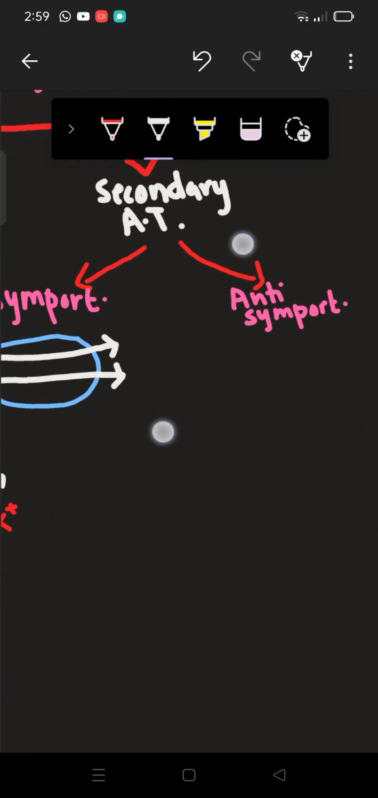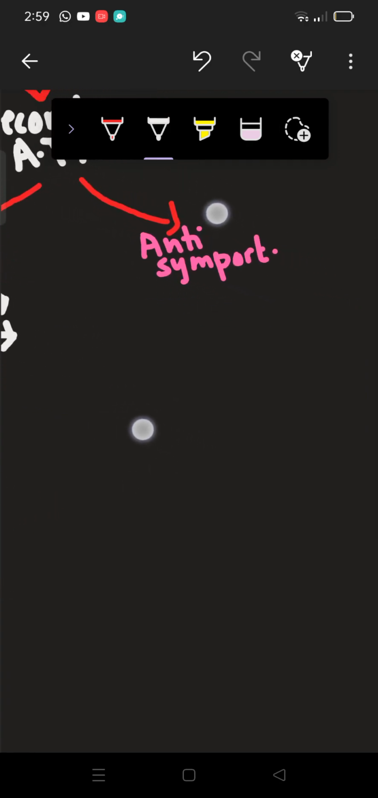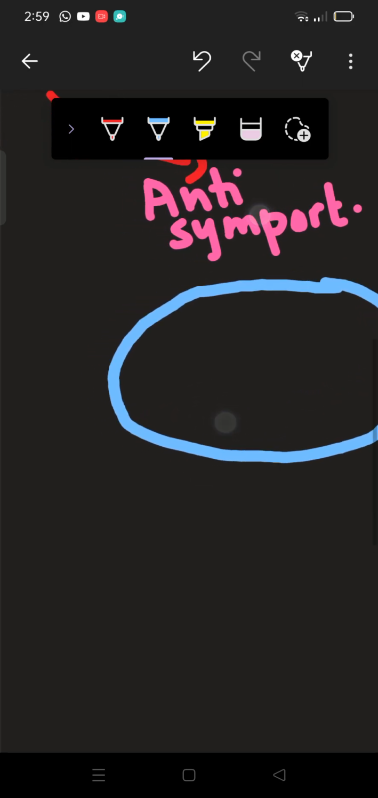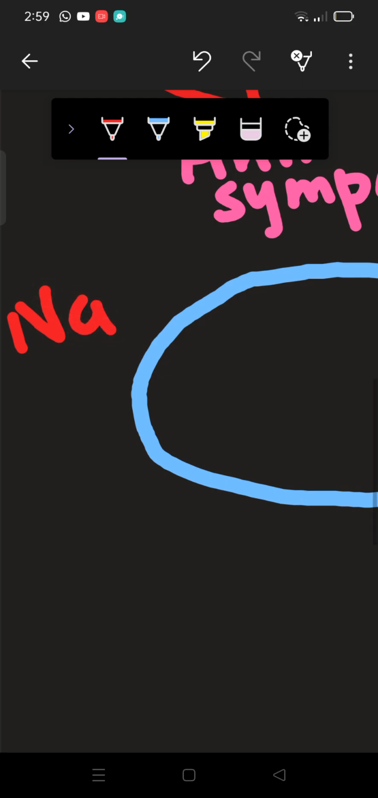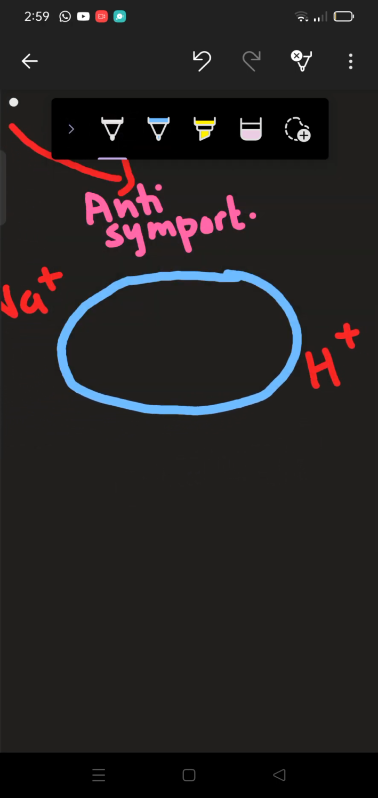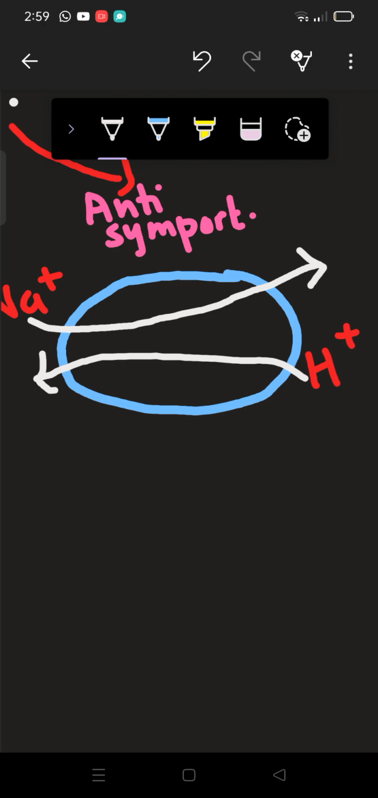Now let's talk about the anti-symport. What is anti-symport? Let me make a pump again. If I have sodium here and hydrogen here, this sodium will use ATP. Since sodium is lower here, it will move from the lower concentration to the higher concentration. So in anti-symport, this sodium will go there, and if this sodium goes, then hydrogen has to go the other way. As you can see, these are anti directions. Sodium is going there and hydrogen is coming from there to here, where the sodium is leaving. So this is anti-symport.